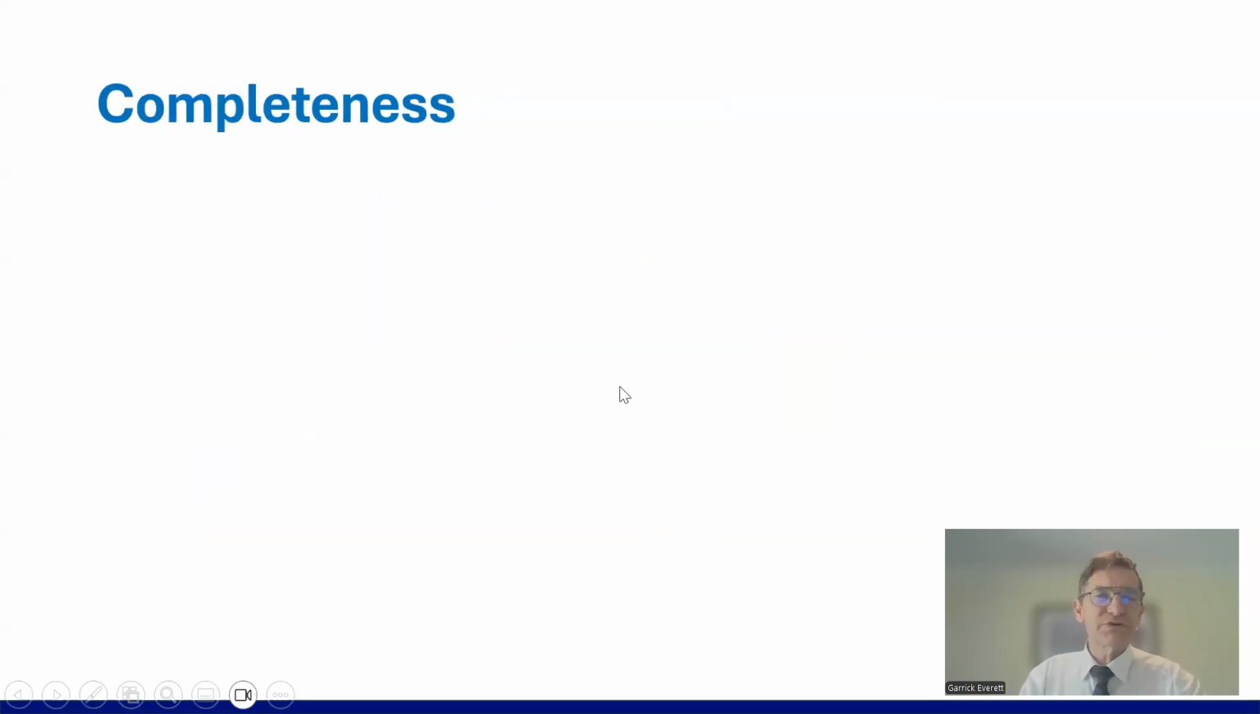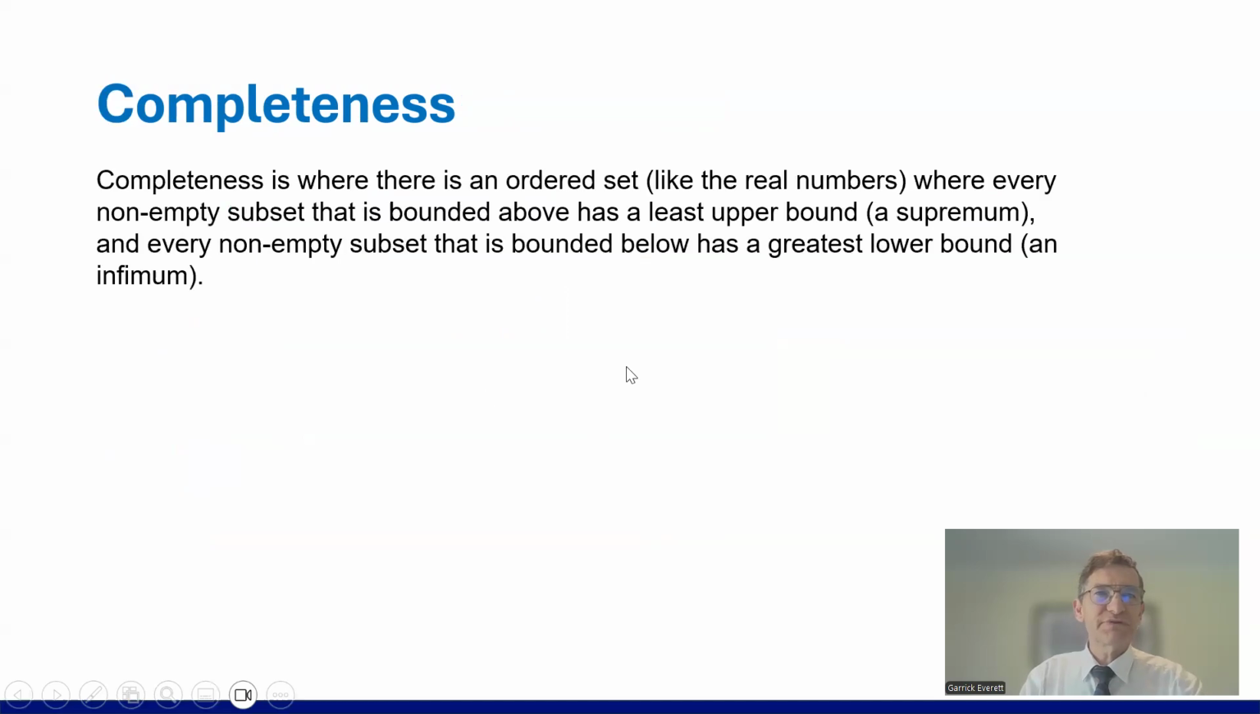Completeness. Okay, last of all, we'll do completeness, which involves a few other steps. Completeness is where there's an ordered set, like the real numbers, where every non-empty subset that is bounded above has a least upper bound, a supremum, and every non-empty subset that is bounded below has a greatest lower bound, an infimum. Okay? You could have probably simplified that without using non-empty subset twice.